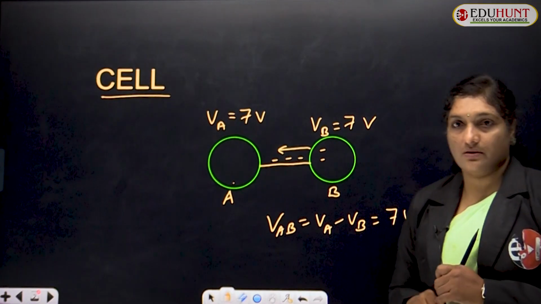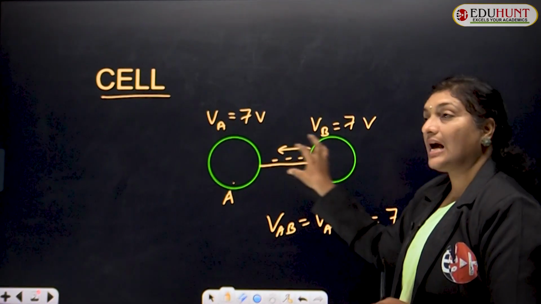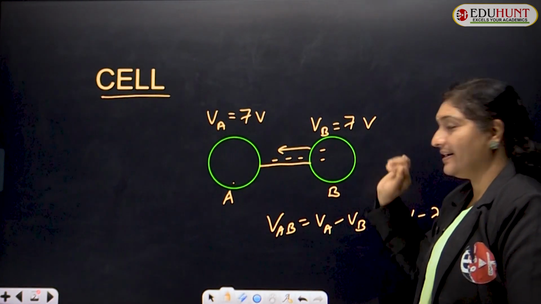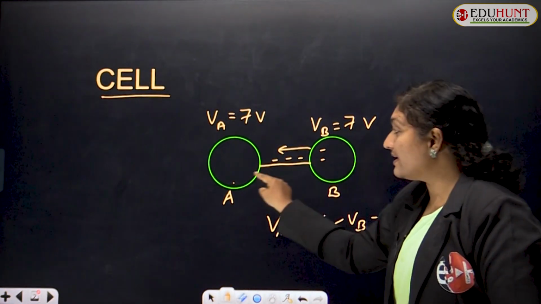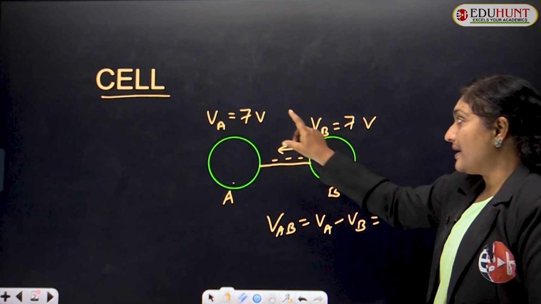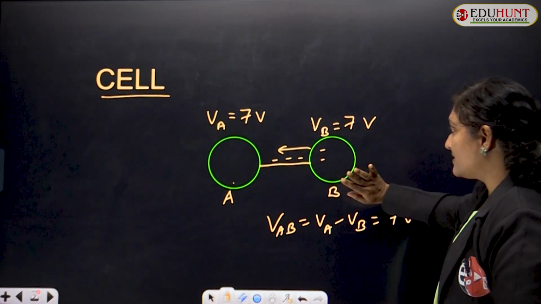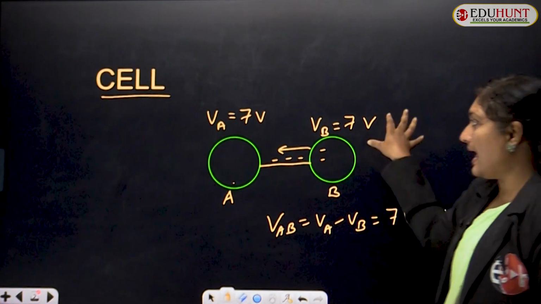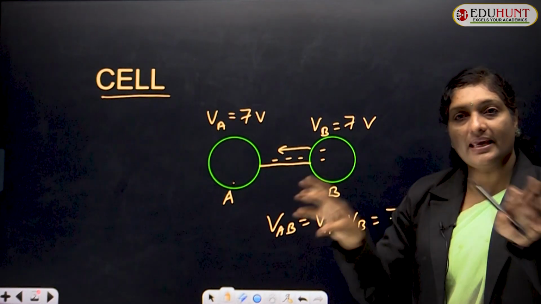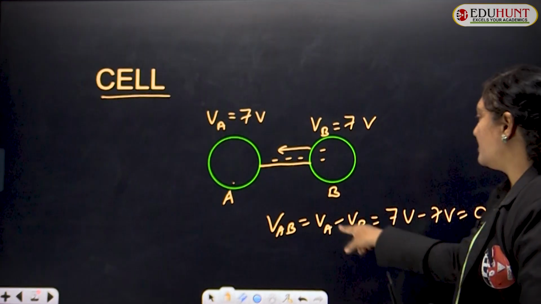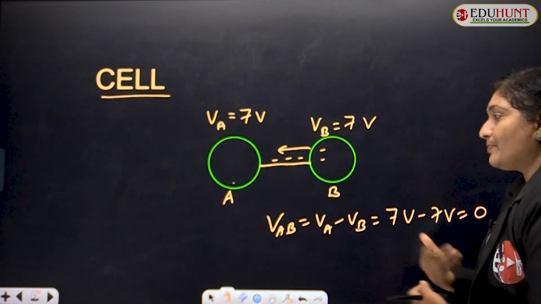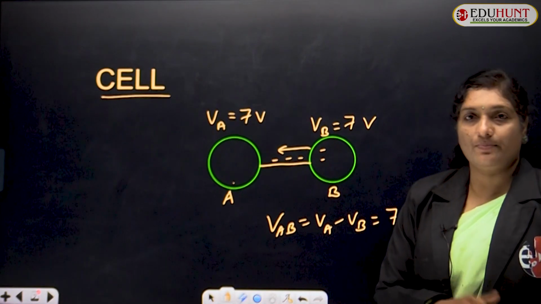So what we observed is that whenever two charged conductors, one maintained at higher potential and the other at lower potential, are connected with the help of a wire, the higher potential decreases whereas the lower potential increases until the potential of the two conductors becomes equal and the potential difference is 0. And this is a quick, immediate process.